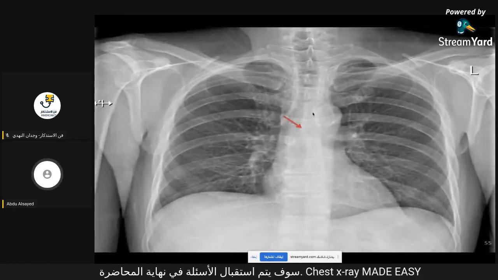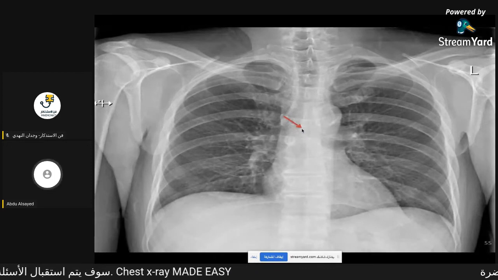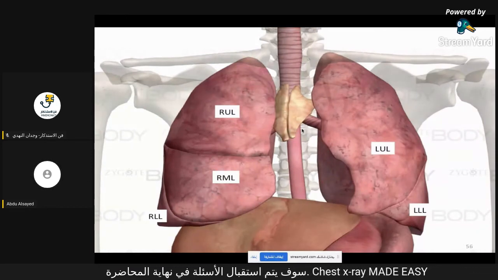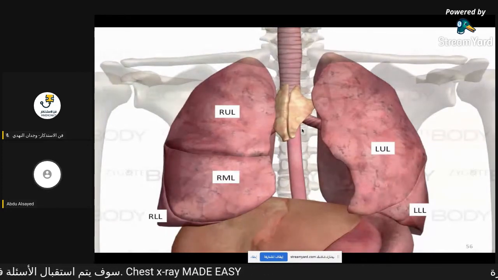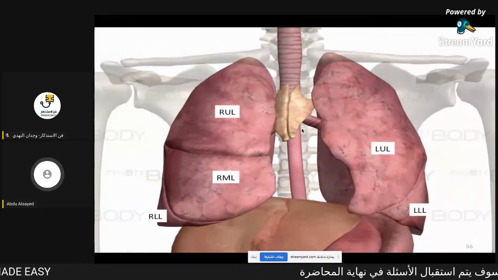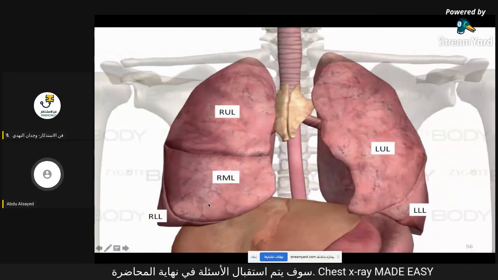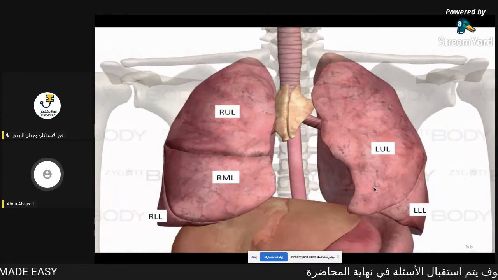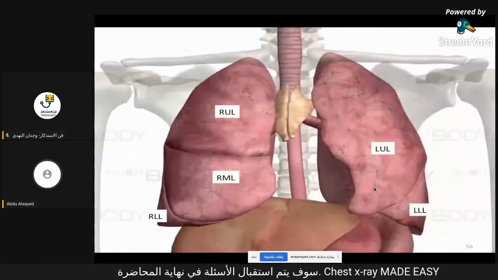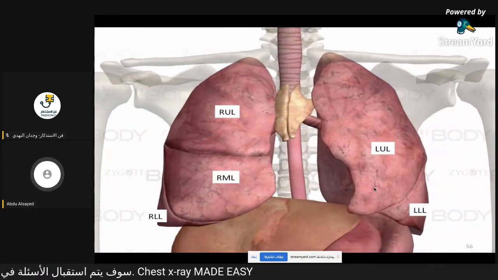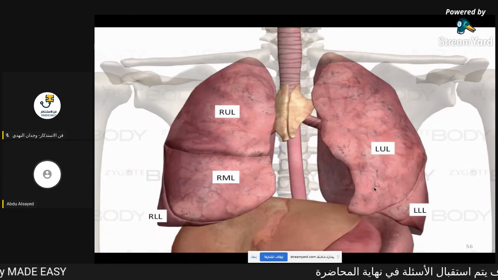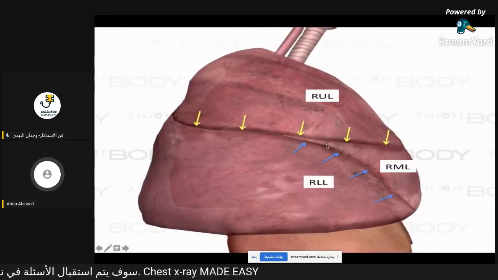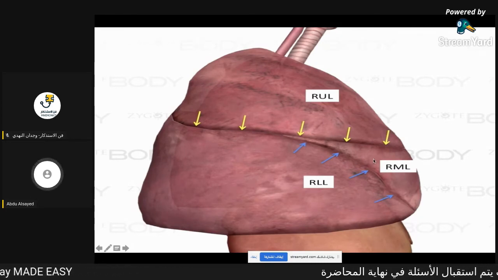I just want to stress one point: the normal anatomical components of our lungs. The right lung has 3 lobes, and the left lung has 2 lobes. Why did I bring that up? Because we are always misinterpreting the chest X-ray as a right lower lobe pneumonia, or right upper lobe pneumonia, or right middle lobe pneumonia, or the same for the left. This is the right upper lobe, this is the right lower lobe, this is the right middle lobe, this is the horizontal fissure, and this is the oblique fissure. The same for the left: we have the left upper lobe and the left lower lobe, and this is the fissure.